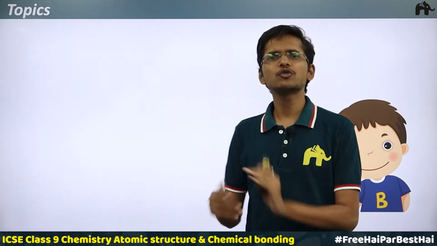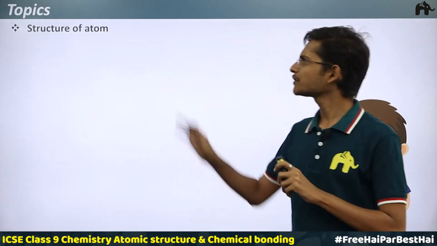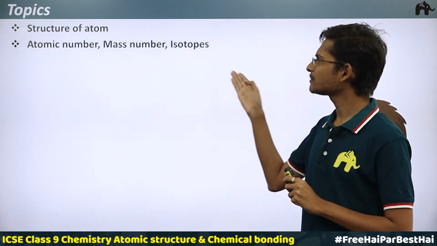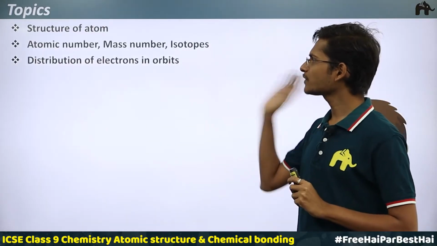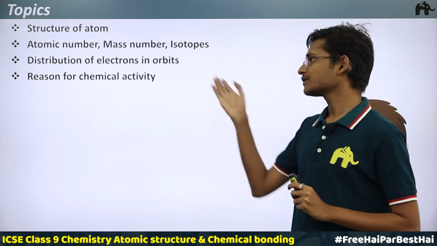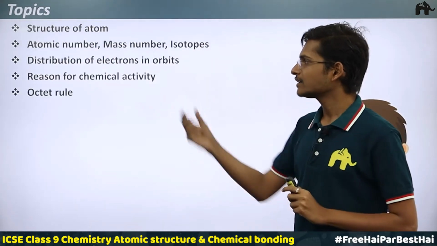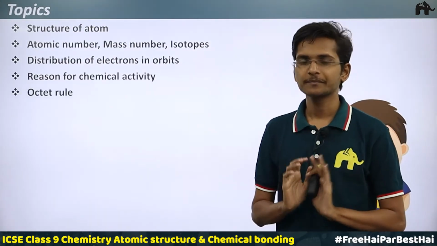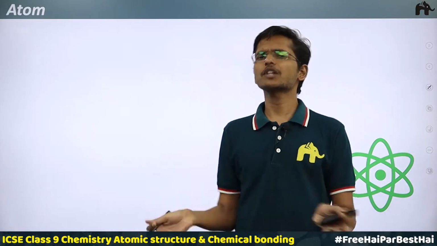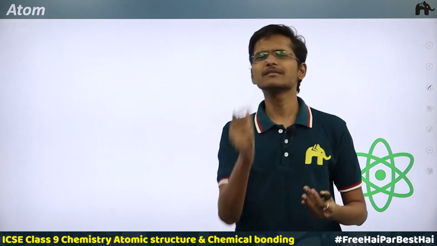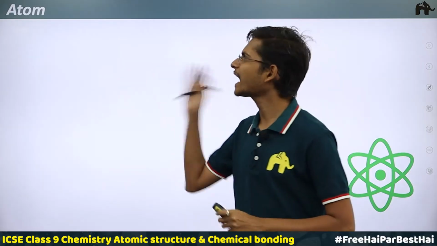So let's quickly go through the topics which we are going to cover in this video. First of all, we are going to see the structure of atom, then atomic number, mass number, isotopes, then distribution of electrons in the orbits, then reason for the chemical activity of an atom, and lastly the octet rule. So first of all, when we are talking about the structure of an atom, let's start from the simplest thing, which is the atom. So what is an atom?